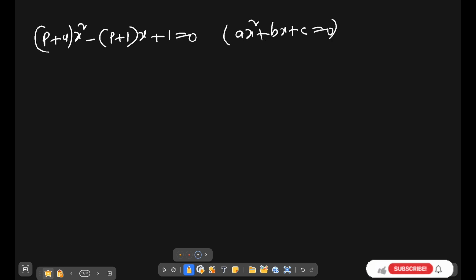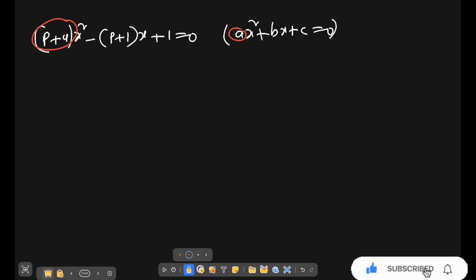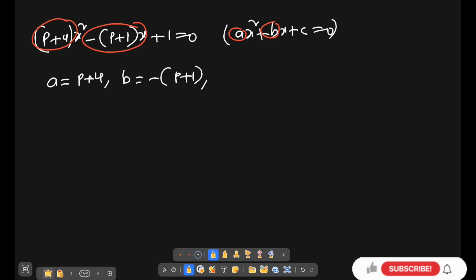Here the coefficient of x square, a, is equal to p plus 4. So a is equal to p plus 4, and the coefficient of x, b, is equal to minus of p plus 1. So now b will be equal to minus of p plus 1, and constant term c is equal to 1.